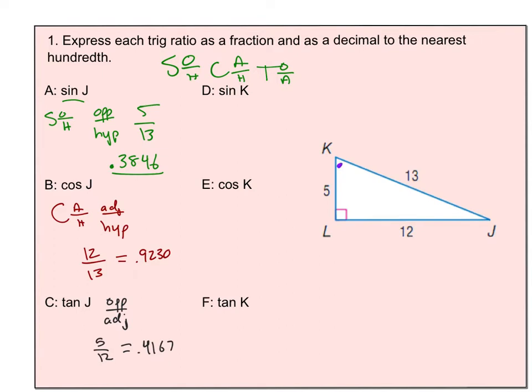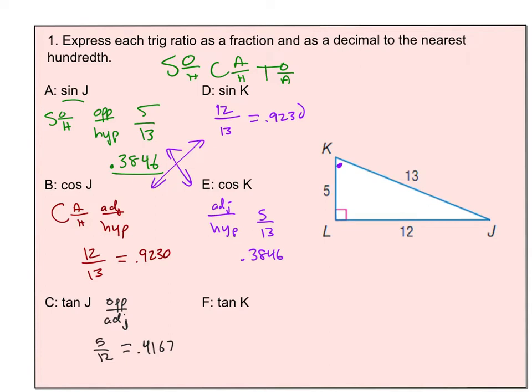So from K, opposite from K will be 12. My hypotenuse is 13, which is going to be 0.9230. Remember that these two are going to be the same. And likewise, the sine of J and the cosine of K are going to be the same because cosine of K, remember, adjacent over hypotenuse. So that's going to be 5 over 13. So that's just going to be 0.3846.